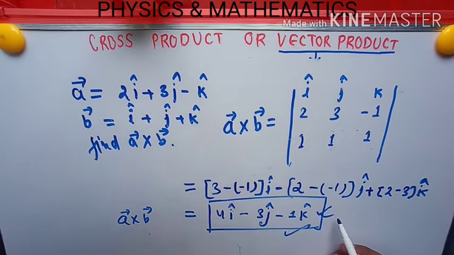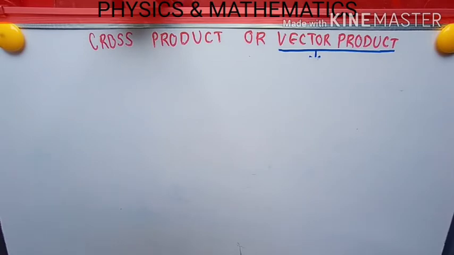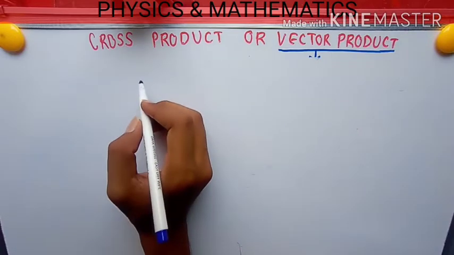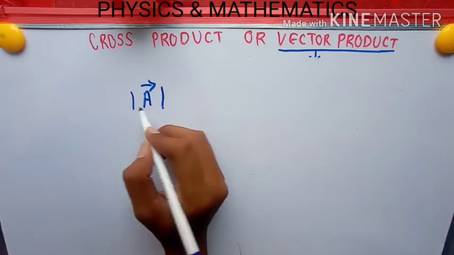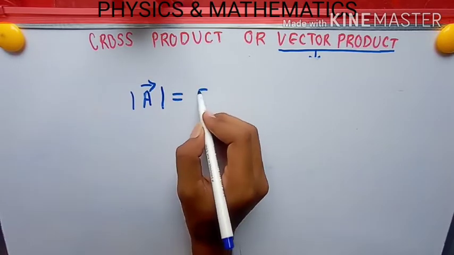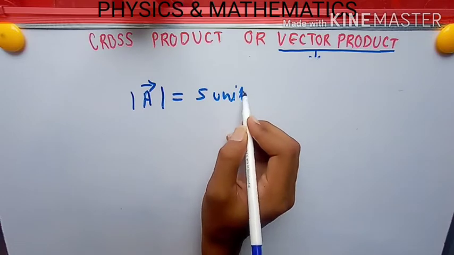Understand? Taking one more question. This question is from H.C. Verma, and the question is: vector A has a magnitude of 5 units. So when you write the magnitude of vector A, mod A is equal to 5 units. This is given.